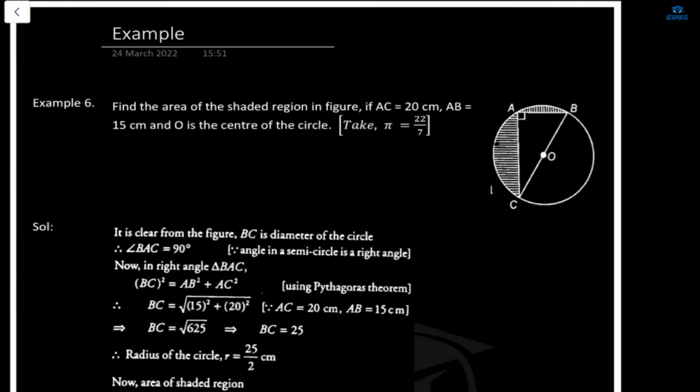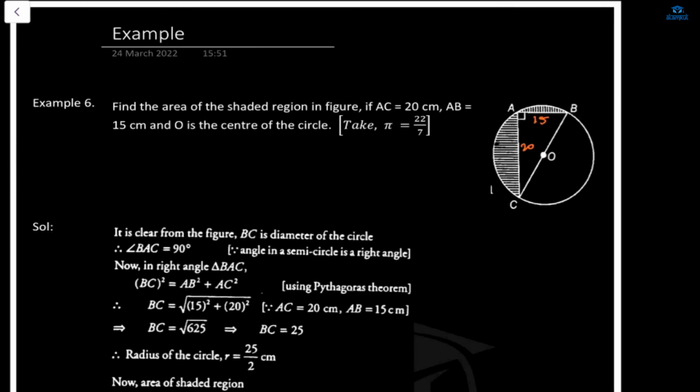Now here also, similarly, a triangle and circle. Find the area of the shaded region in the figure. That is what is given here. The value AC is 20 centimeter and AB is equal to 15 centimeter. Sorry, this is your 15 and this is your 20. And O is the center of the circle. So you have to find out the area of the shaded region.